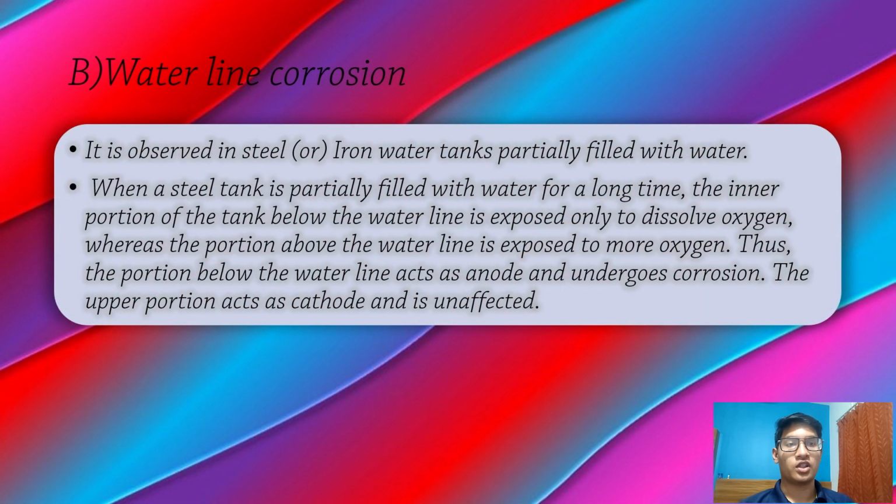It is observed in steel or iron water tanks partially filled with water. When a steel tank is partially filled with water for a long time, the inner portion of the tank below the water line is exposed only to the dissolved oxygen, whereas the portion above the water line is exposed to more oxygen. Thus, the portion below the water line acts as anode and undergoes corrosion. The upper portion acts as cathode and is unaffected.